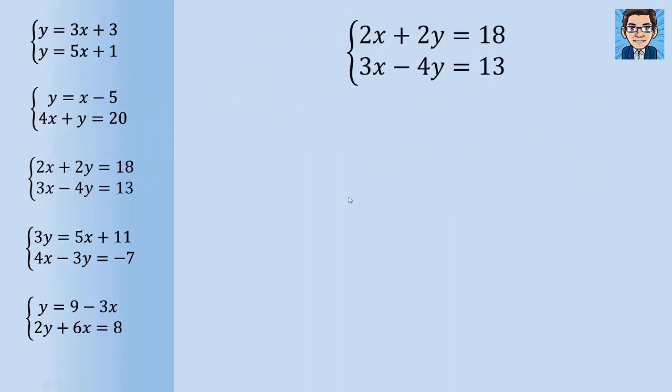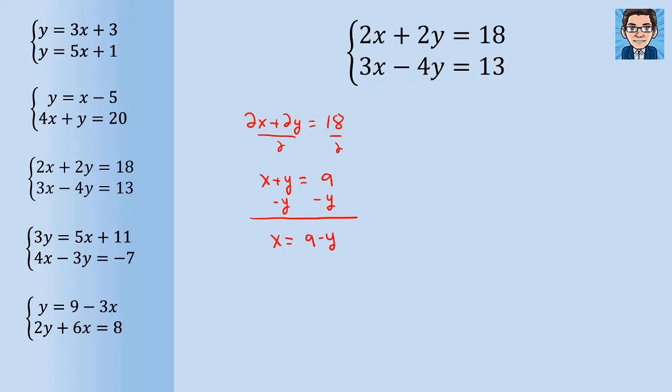Now, the problem with this next equation is we don't have anything solved for x or y that we can substitute in easily. So we've got to take one of the equations and solve for x or y first. So let's do that with the first equation. So we've got 2x plus 2y equals 18. So we can divide both sides by 2. Get x plus y equals 9. Now let's solve for x, subtract y from both sides. And now we've got x equals 9 minus y.